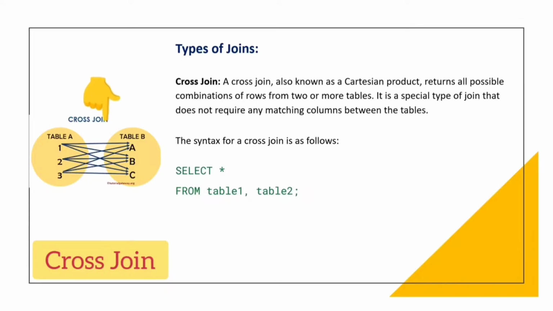From the diagram you can relate, it will return, for each record in table A, all the possible combinations from table B and vice versa. And coming to syntax, it is very simple: select star from table 1, comma table 2. So this comma represents a cross join.